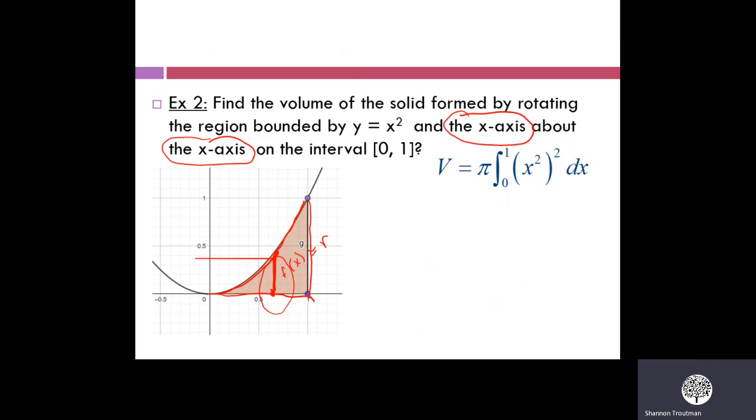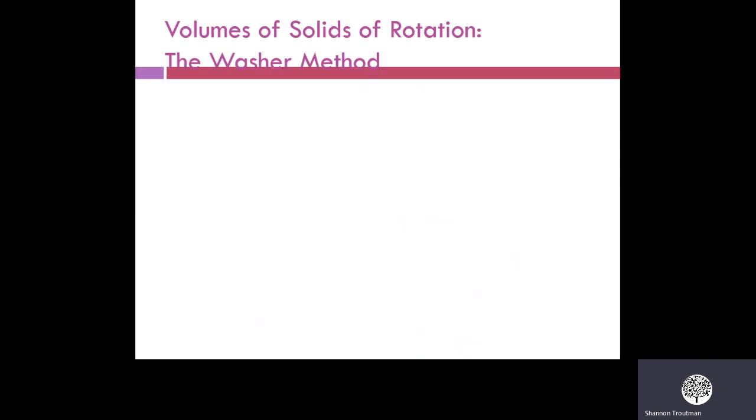So we have pi from 0 to 1, x squared squared, function squared. And of course, x squared squared is x to the 4th. And then very simple antiderivative by the power rule, 1/5 x to the 5th. Substitute in 1 and 0, and you get 1/5 pi, or pi divided by 5, or 0.2 pi, don't care how you write it. And if you want to multiply your pi through, you can, but just make sure you keep 3 or 4 decimal places. All right, so that's the disk method.